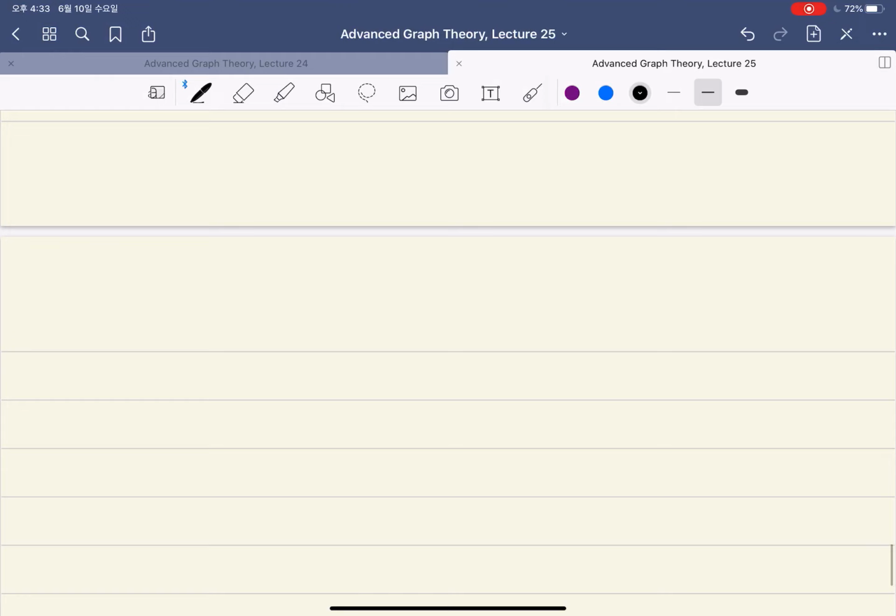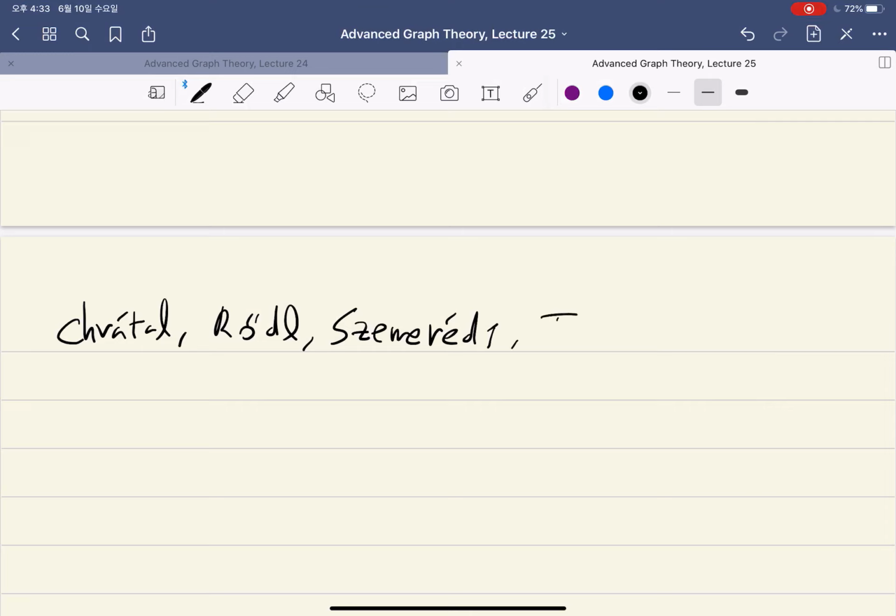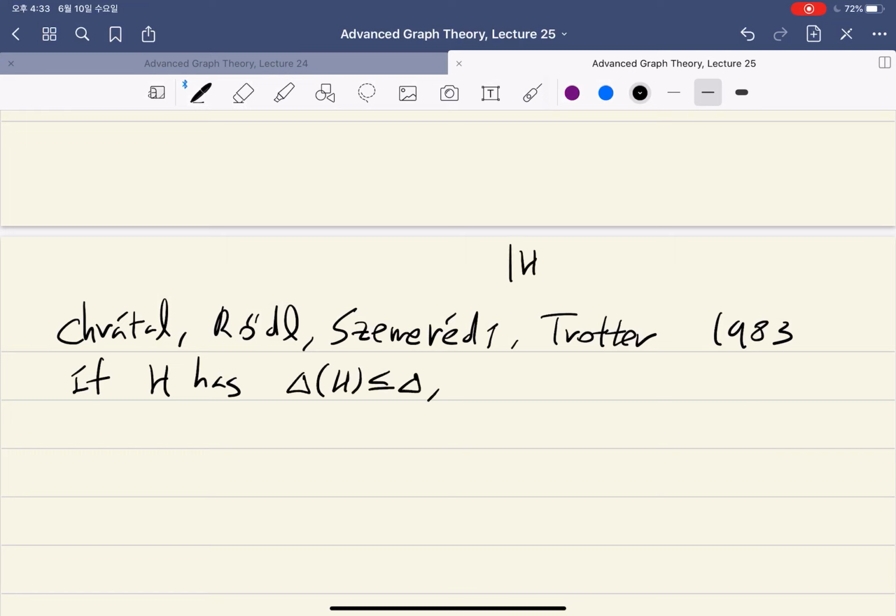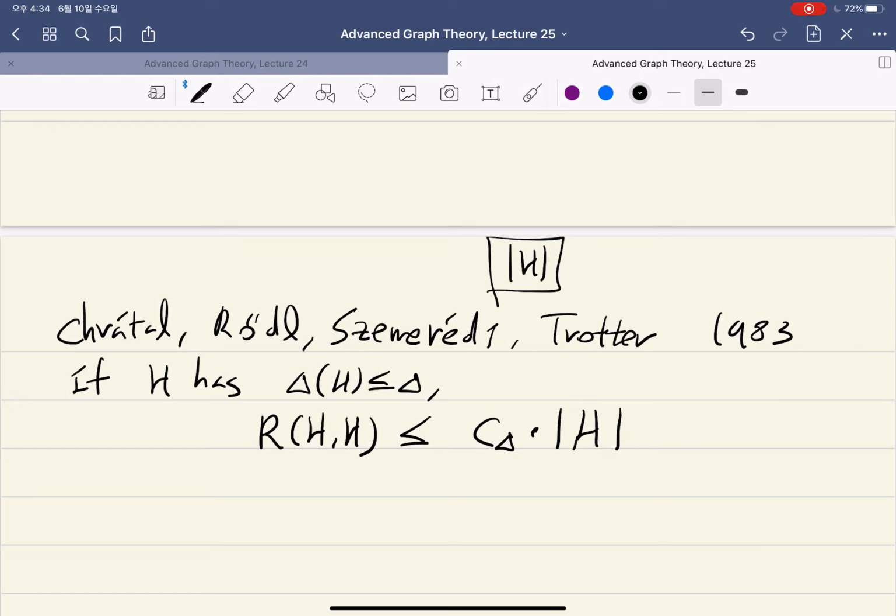But Chvátal, Rödl, Szemerédi, and Trotter proved in 1983 that if H has bounded maximum degree, while the size of H could be large, then this Ramsey number R(H, H) is only linear in the number of vertices.